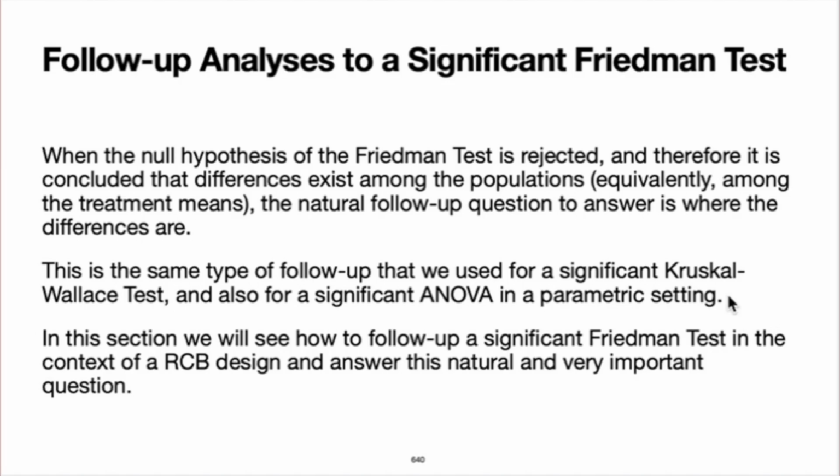Now, this is the same type of follow-up that we used for a significant Kruskal-Wallis test, and also that we would use for a significant ANOVA if we were operating in a parametric setting. Now, in this section, we're going to see how to follow up a significant Friedman test in the context of an RCB design and answer this natural and very important question.